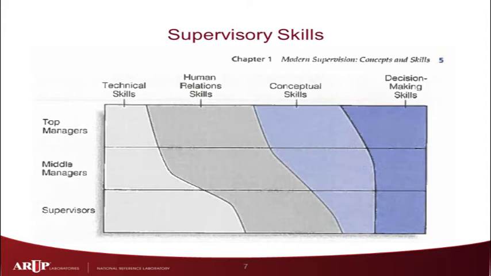Decision-making skills, again, used at all levels. Typically, the decisions that are made at the various levels, those vary. So the decisions that a supervisor is making, they affect the department, but not necessarily the whole organization. When you're at the top level, those decisions that you make impact the entire organization.